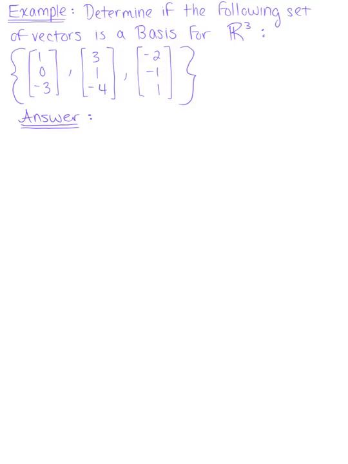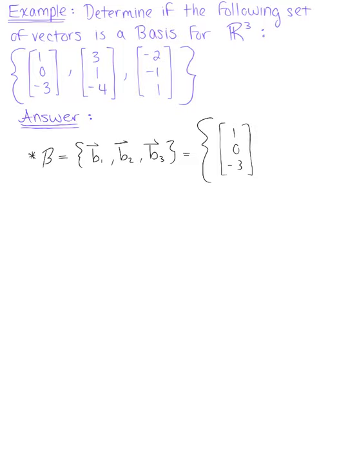Determine if the following set of vectors is a basis for R3. So to get us started here, we're going to let B be defined by the set of three vectors, vector B sub 1, vector B sub 2, vector B sub 3. Using these given vectors, B sub 1 is 1, 0, minus 3. Vector B sub 2 we define as 3, 1, negative 4. And last but not least, we have negative 2, negative 1, 1.